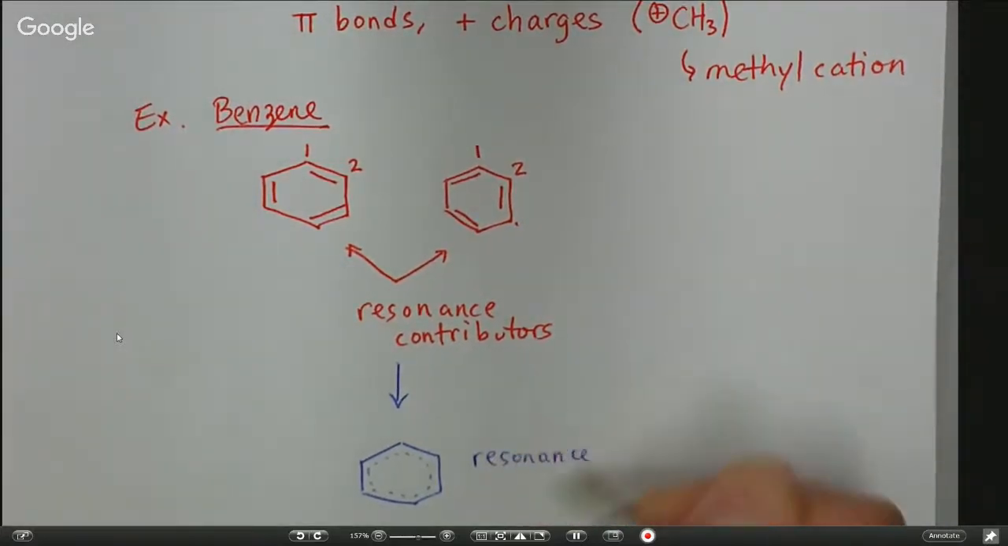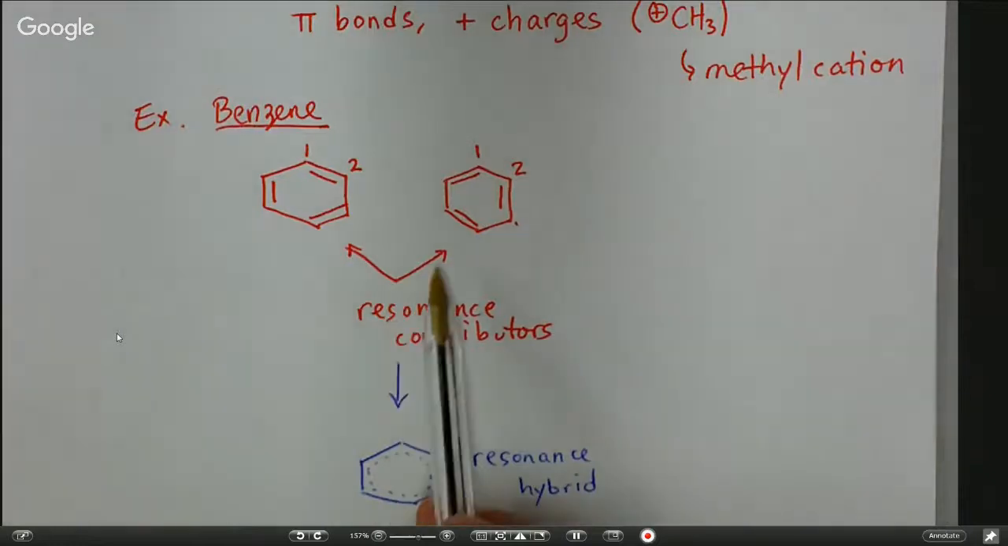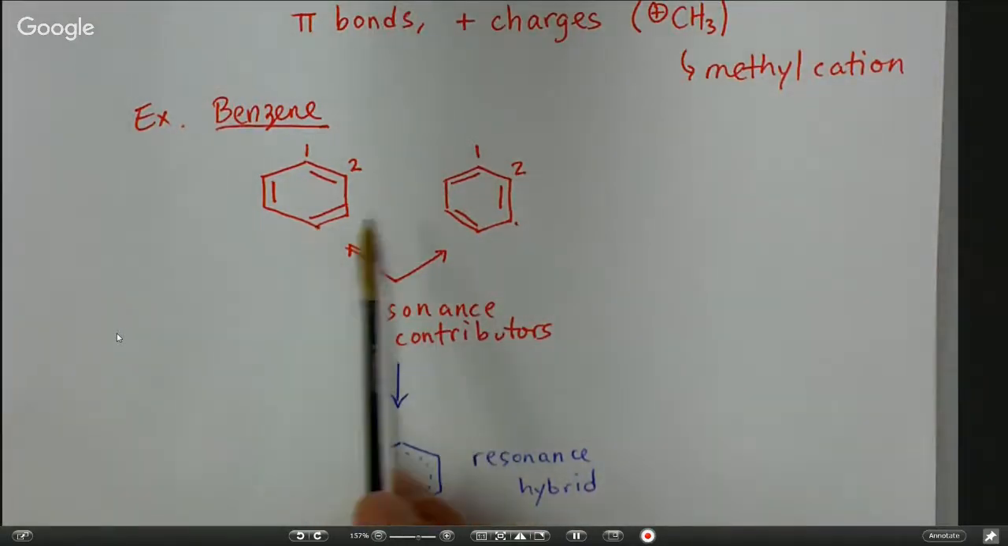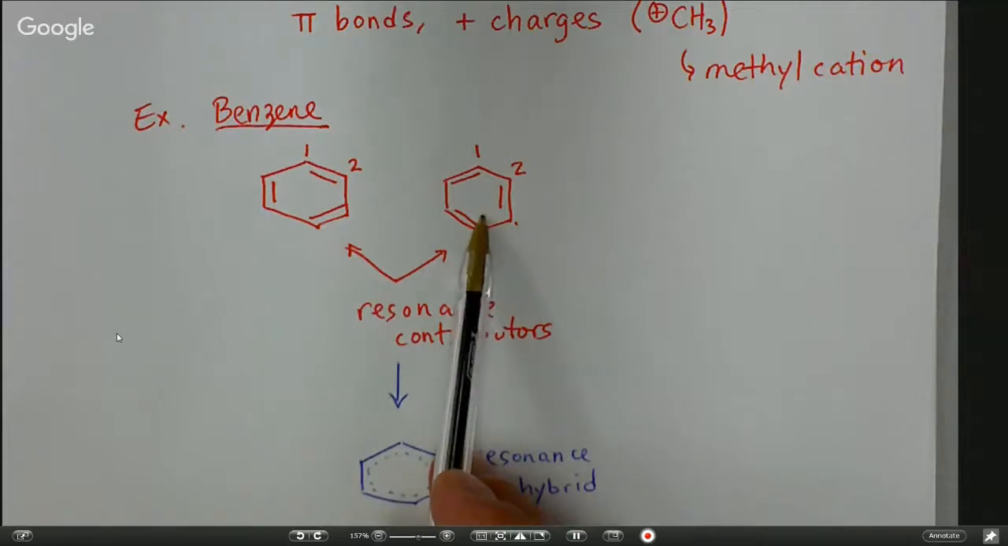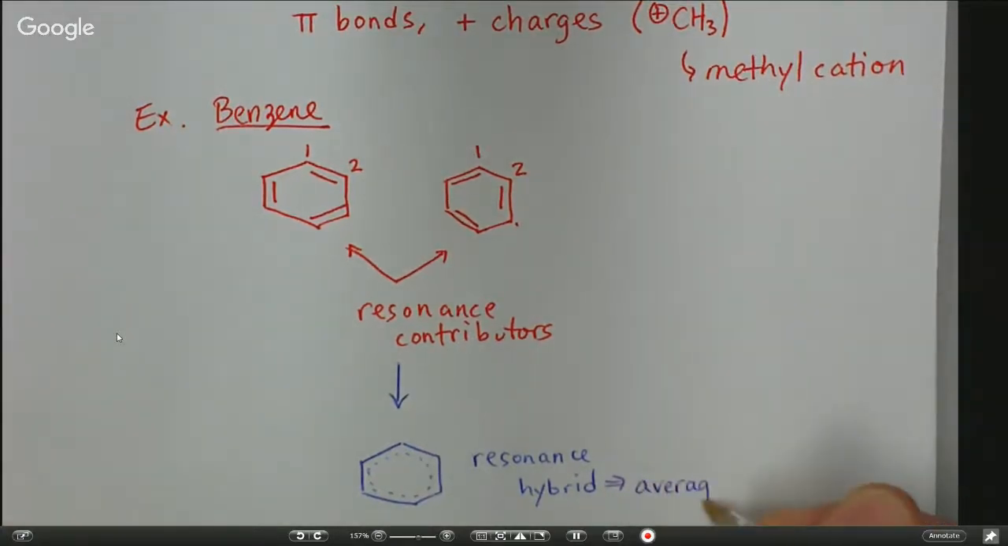So technically speaking, if we were to look at benzene at an atomic level, we could zoom in at a split-second moment and see this example or perhaps this one. But the resonance hybrid is an average of all the resonance structures. So it's an average of all resonance contributors.